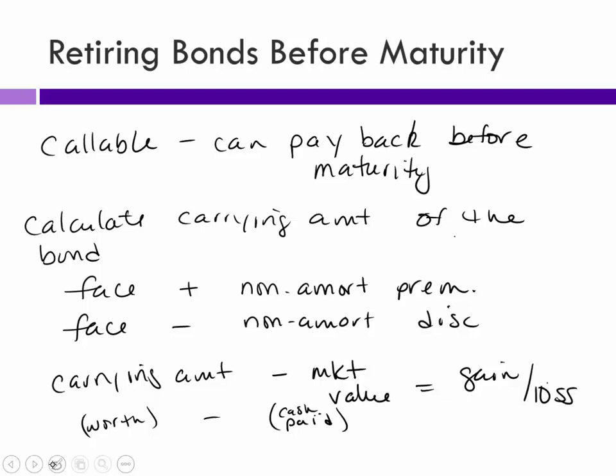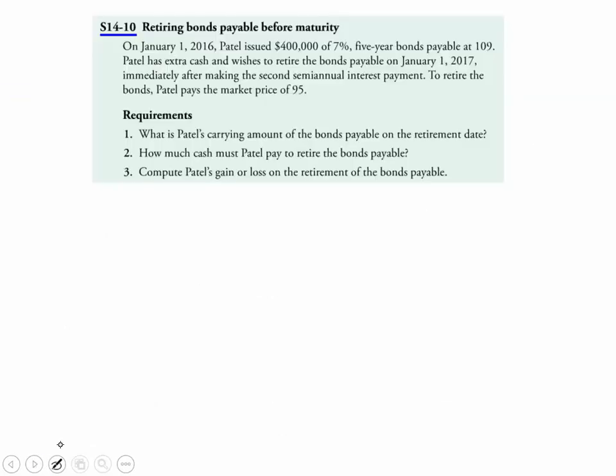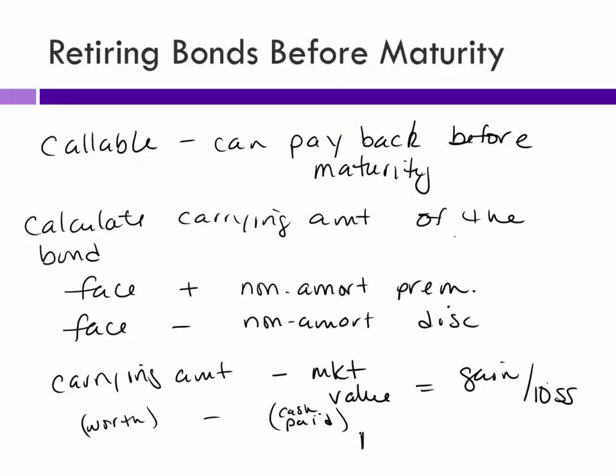So let's just figure out one of those. On this one, Patel issued $40,000 of 7% 5-year bonds payable at 109. So they issued that at a premium. Patel has extra cash and wishes to retire the bonds a year later, immediately after making the second semi-annual interest payment. To retire the bonds, they pay the market price of $95. So this is the cash paid to retire. That's this one right here that we were talking about.